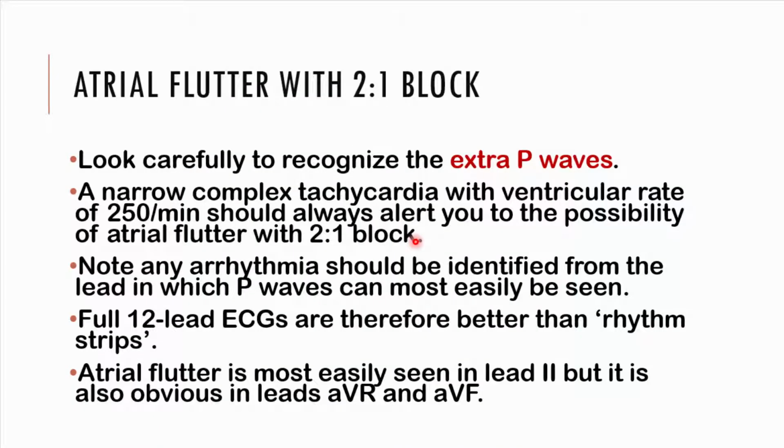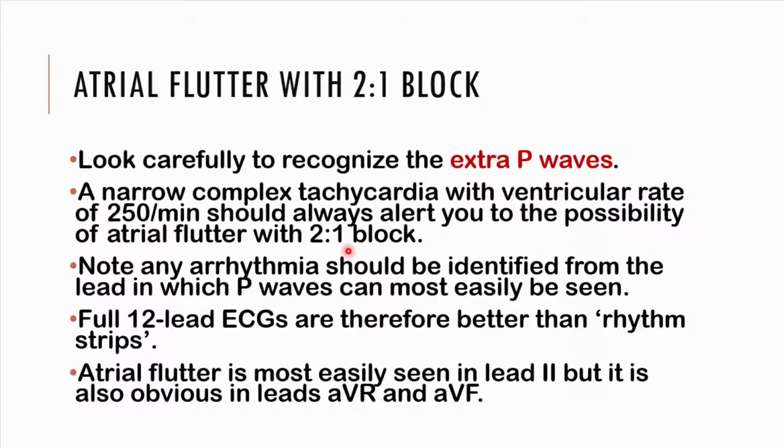Then you may also get what is known as atrial flutter with a 2-to-1 block. So here you have to pretty much look at the P wave, and you should recognize and see if there are any extra P waves, meaning that there's a P wave that wasn't conducted to the ventricles. So a narrow complex tachycardia with ventricular rate of about 250 should always point you towards the possibility of you having an atrial flutter with a 2-to-1 block.